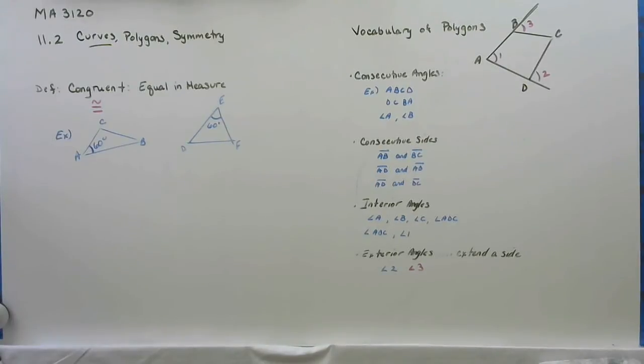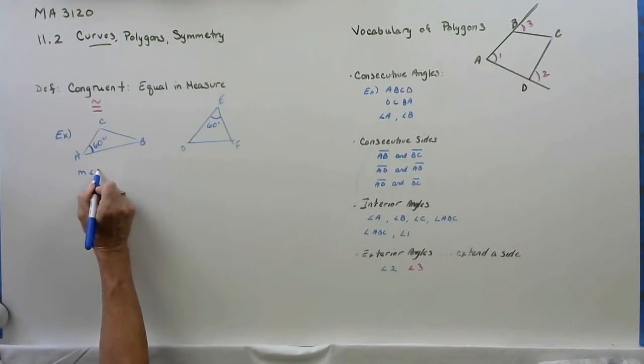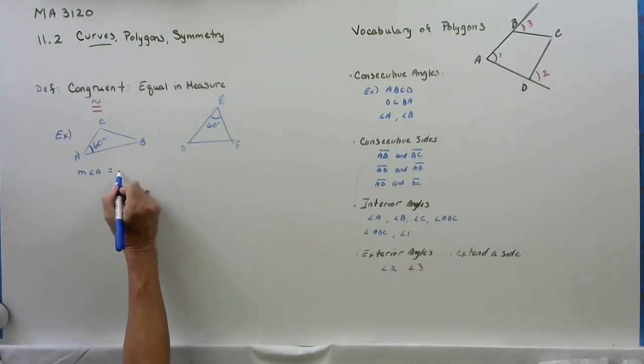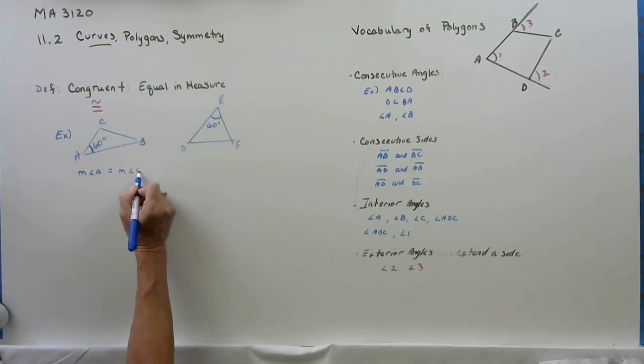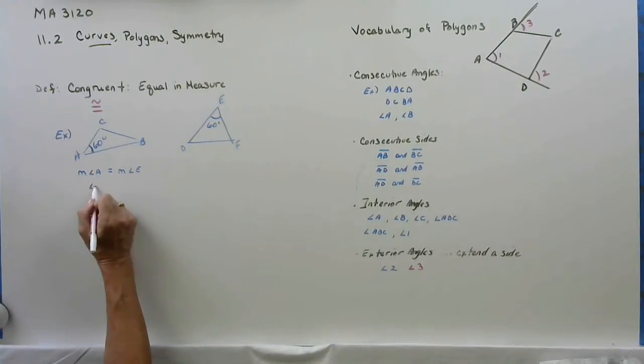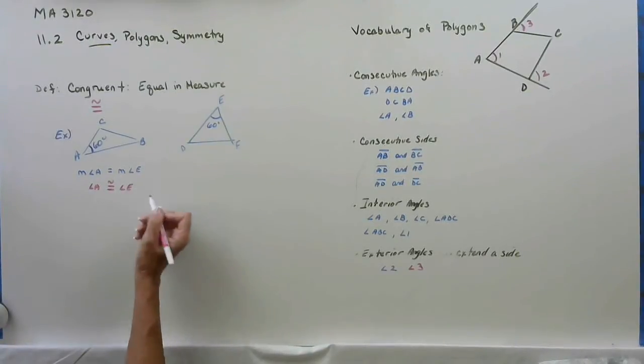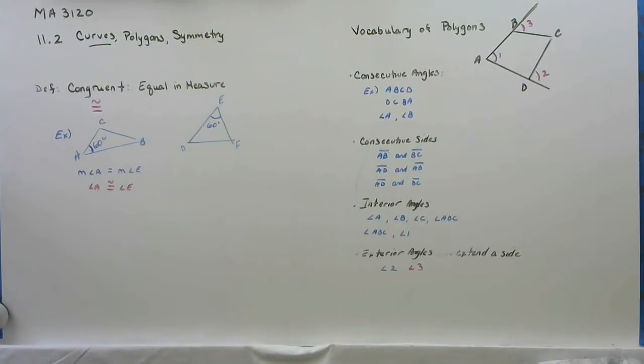So what I would end up saying is, a couple ways I could say this. I could say the measure of angle A equals the measure of angle E. But instead of having to say all of that and forgetting maybe what the little m means, instead I could say angle A is congruent to angle E. So that congruent symbol just means I know they both have the exact same measurement.